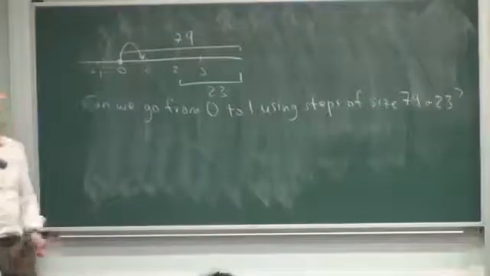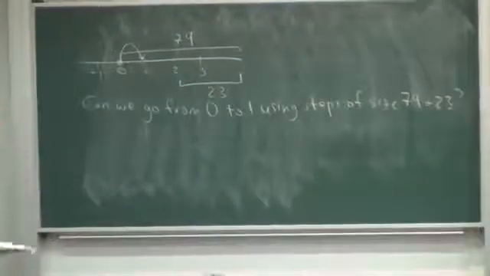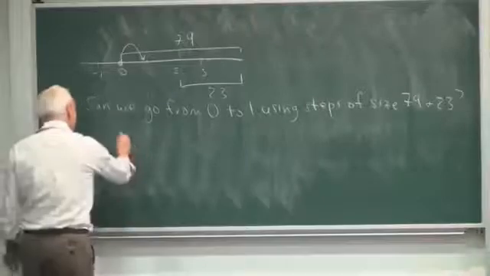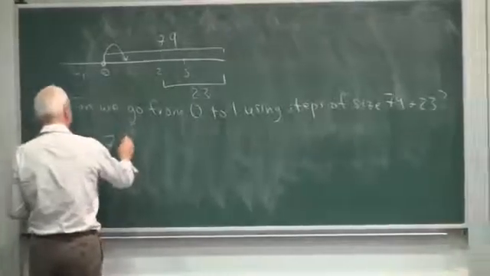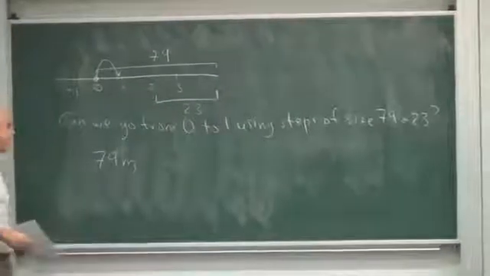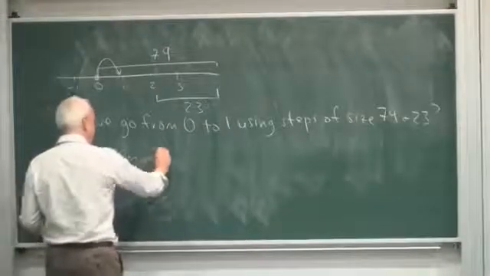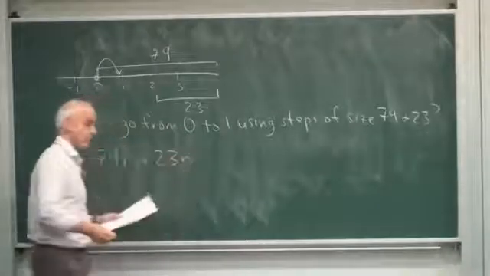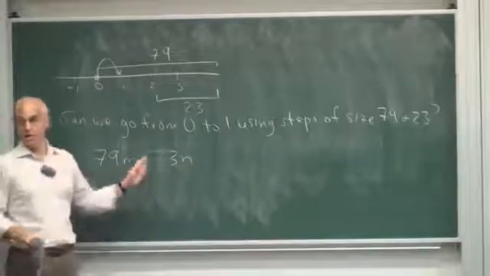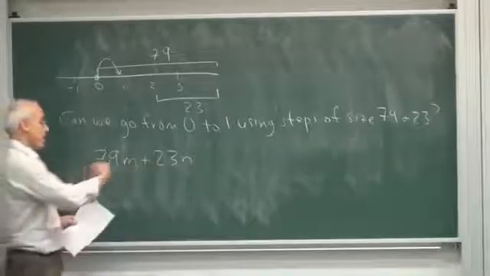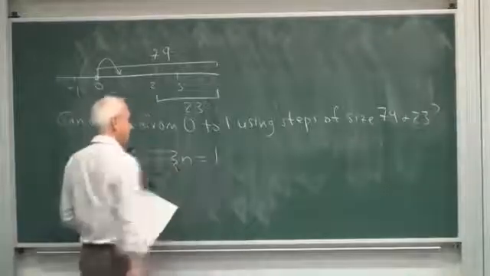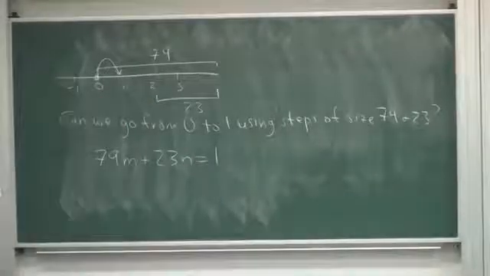Well, this amounts to a certain equation. So what we're really asking here is, suppose we go m steps of size 79, and we also go n steps of size 23, where m and n are possibly negative or positive. Can we get a combined displacement of 1? So we're really looking at this linear equation with the idea of finding integer solutions.